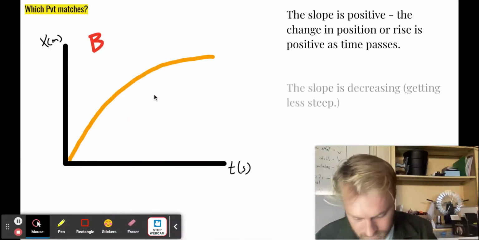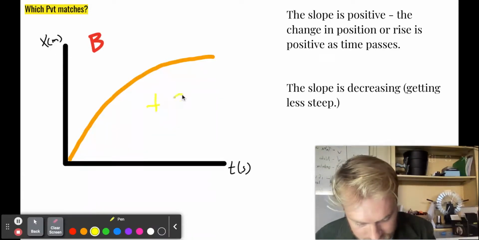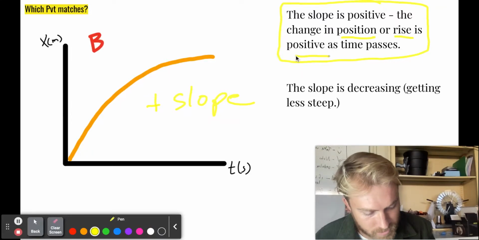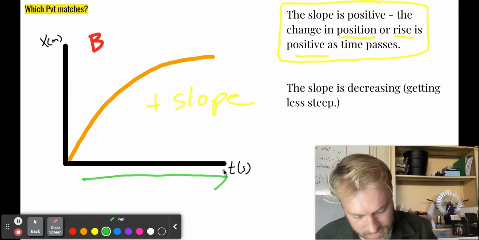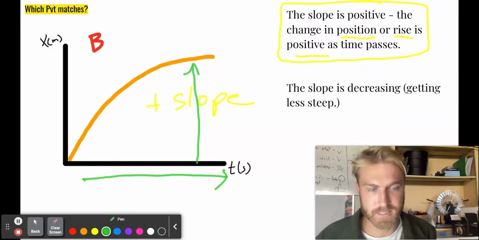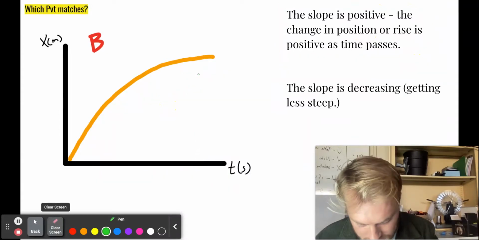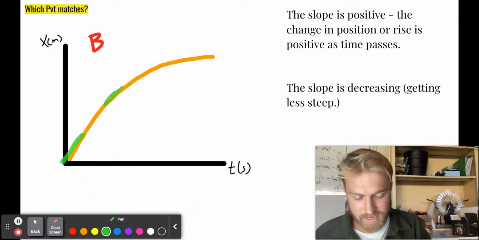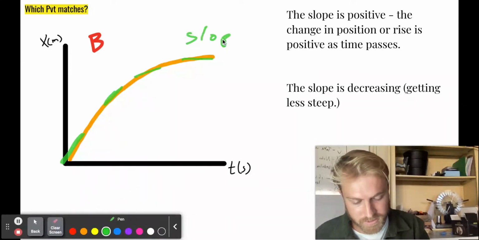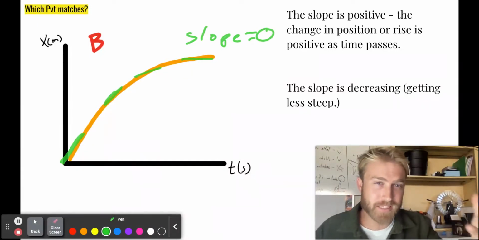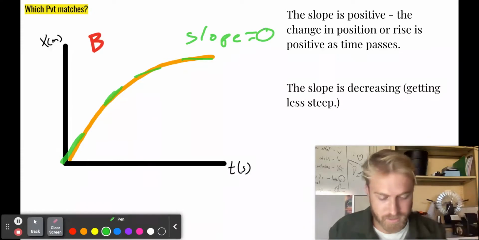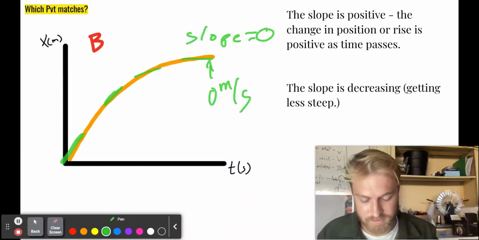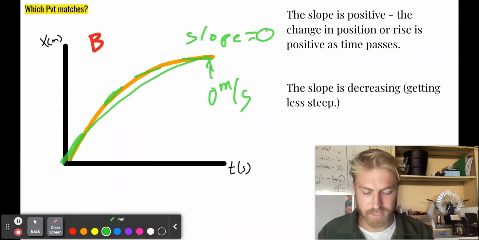First of all, this is a positive slope. The slope is positive. The change in position or rise is positive as time passes. Look, time is passing, and then our change in position is positive. That's a positive slope. The slope is decreasing or getting less steep. Look at how steep we are at the beginning of time. As time's passing, this almost becomes a slope of 0. And remember, if the slope is the velocity, then a 0 slope right here is telling us that we're going 0 meters per second. That is stopped. So we must have been slowing down. So a line that looks like that shows slowing down.